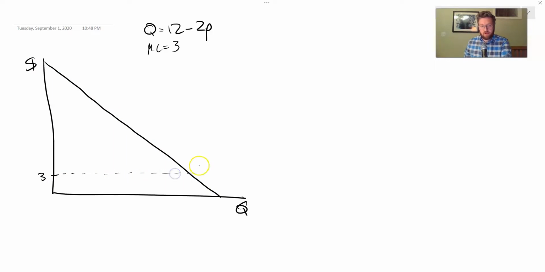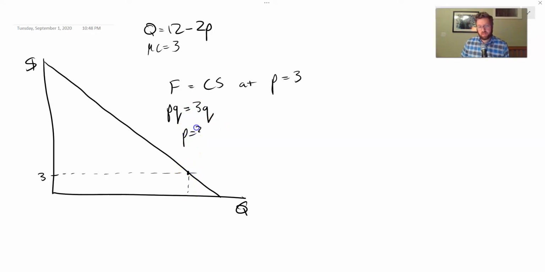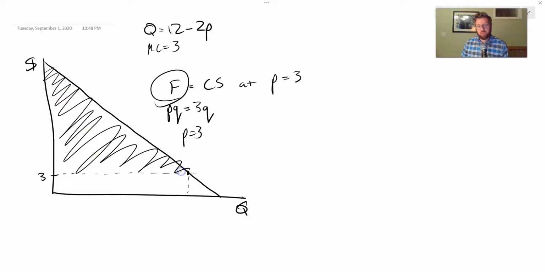Okay? So if we do a two-part tariff, we need to figure out our fixed fee F, which is going to be equal to the consumer surplus at a price of P equal to 3. And then we have our revenue PQ, which is just enough to cover all of the expenses for this good. Okay. So basically we know that the price P is going to equal 3. We need to find this F. Okay, and to find that, we need to find the area of this very large triangle here.